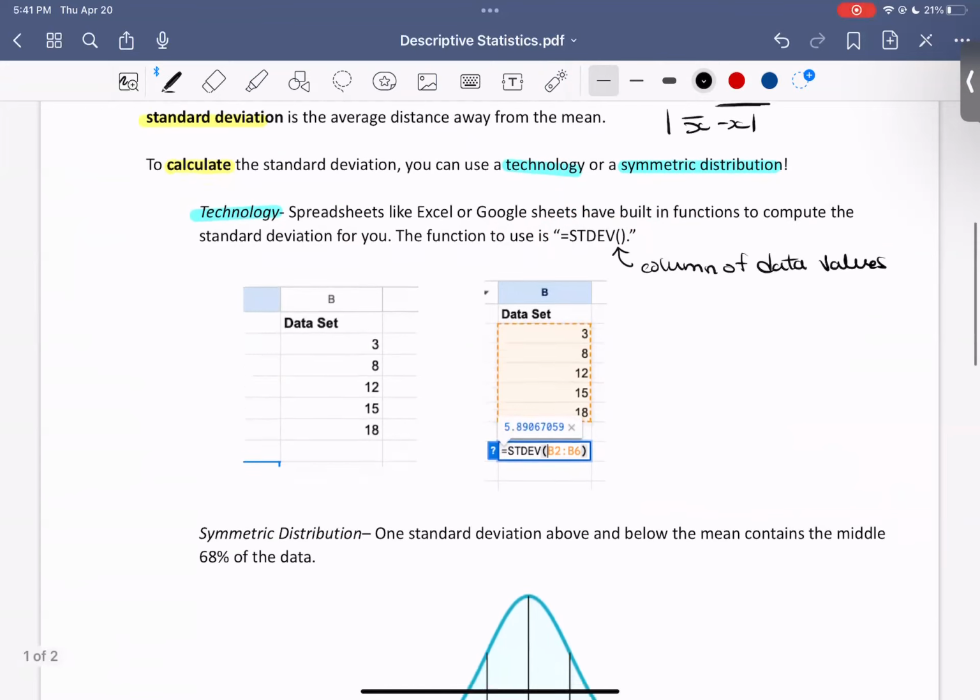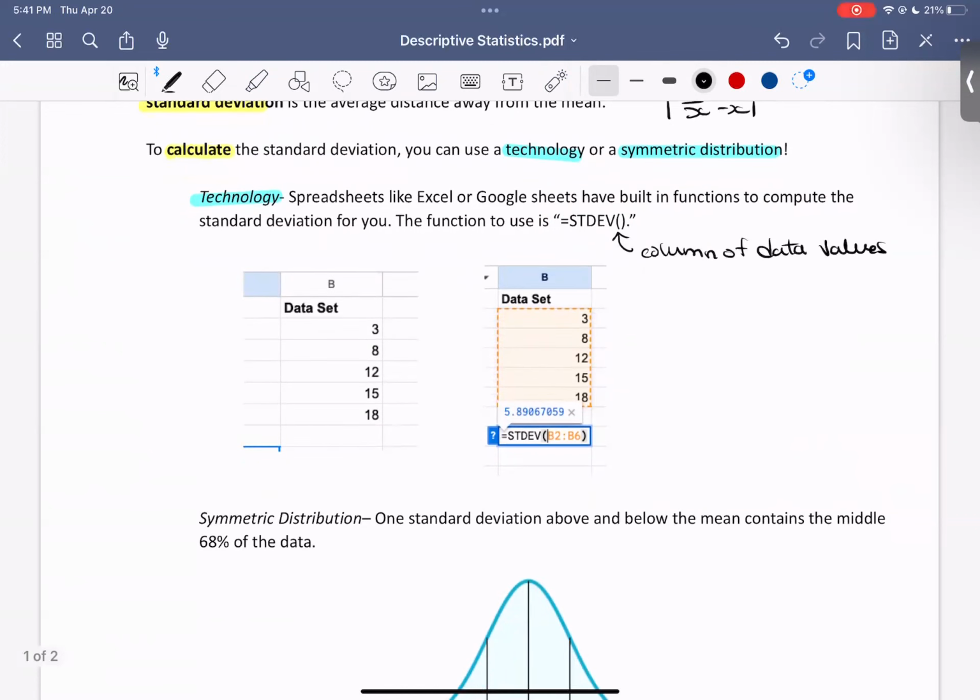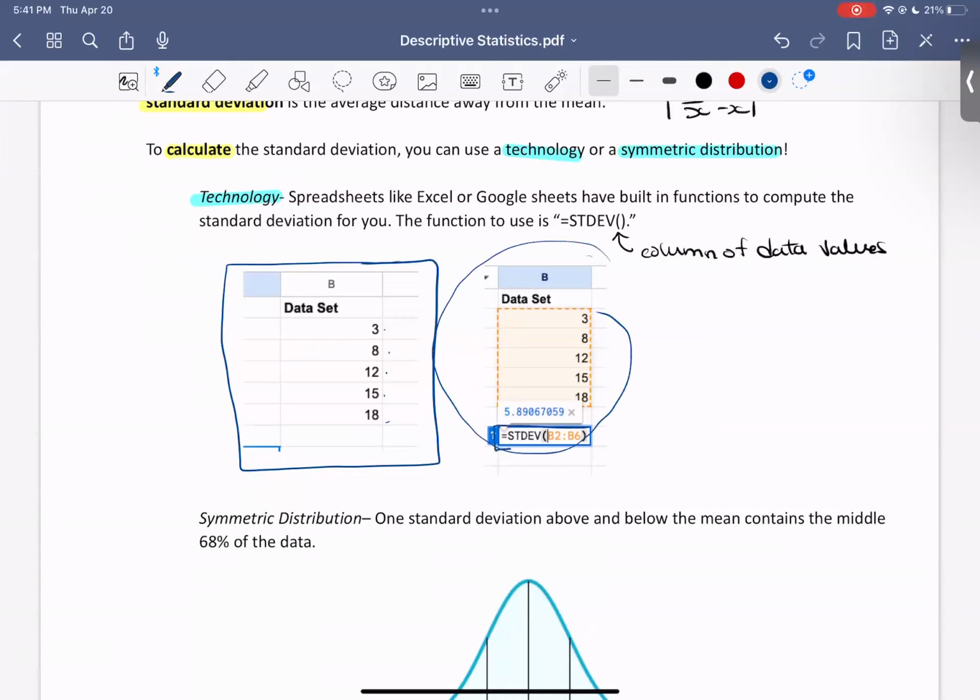So here is a picture of 2 screenshots of me doing this. Here in Google Spreadsheets, I've just added my data. Suppose my data is 3, 8, 12, 15, 18. Then what you can do is click away from there and click into the box that you want to input or have your standard deviation. When you click in that box, you type in this function here.